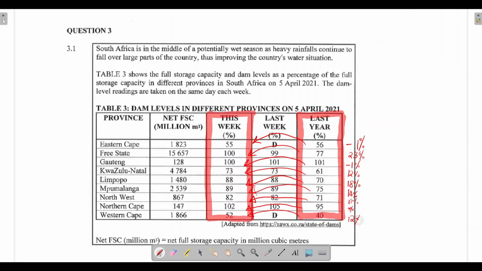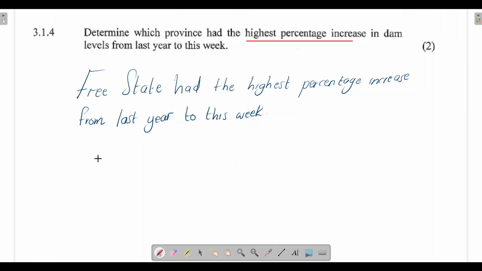So from here, guys, we are just going to look for the highest value, and that is going to be the province that had the highest percentage increase. We can see that our highest value is the Free State, because it had a percentage increase of 23% from last year to this year, and it is the highest percentage. Therefore, that is our answer. Please note that you can just write your answer as Free State.